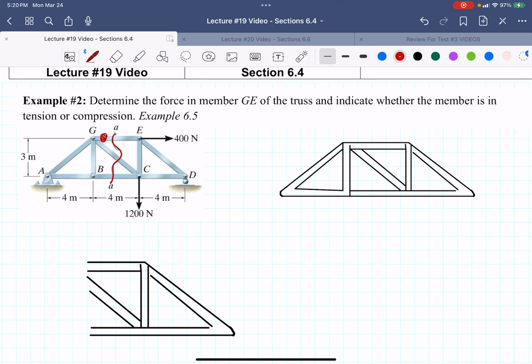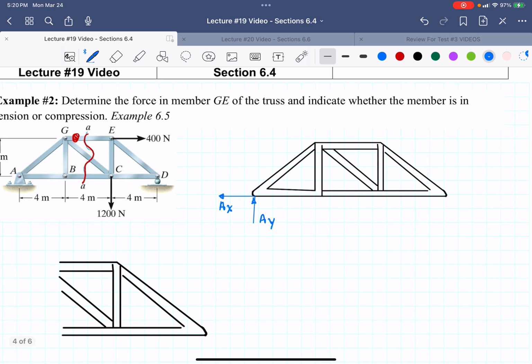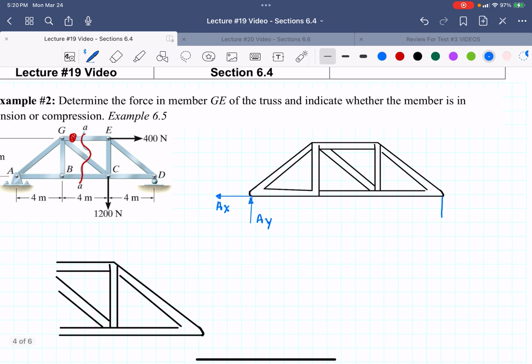So the first thing I'm going to do is draw my free body diagram of the entire thing with the support reactions. So I've got a pin at A, so I'm going to have an A of X and an A of Y, and I'm going to assume the direction of A of X and A of Y. Then I've got a roller at D, which means it has to be perpendicular to the surface, which is directly up.